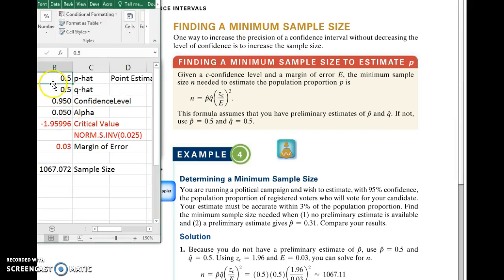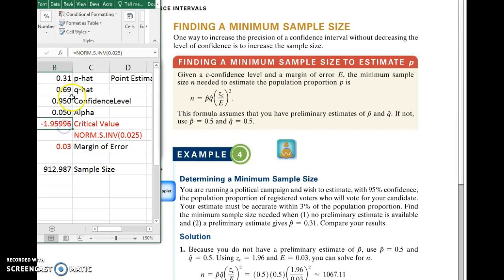So let's put in our new estimate here. It was 0.31. So 0.31. And then q hat is going to be 1 minus that. Oh, I typed that in wrong. 1 minus 0.31. So 0.69. 31% are voting yes, 69% are not voting for our candidate.